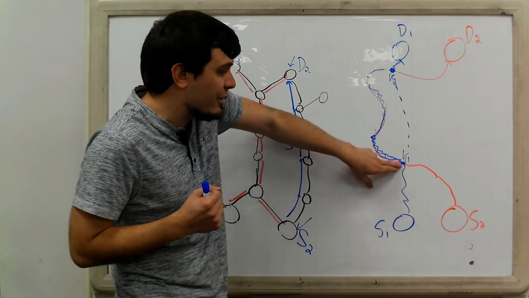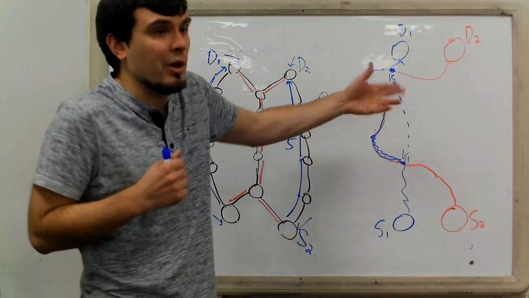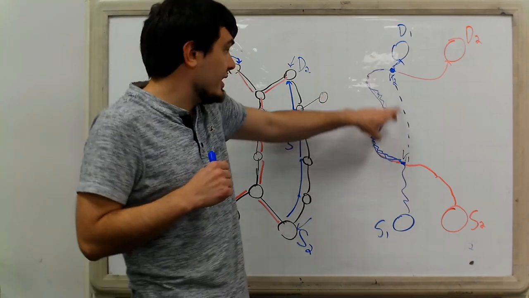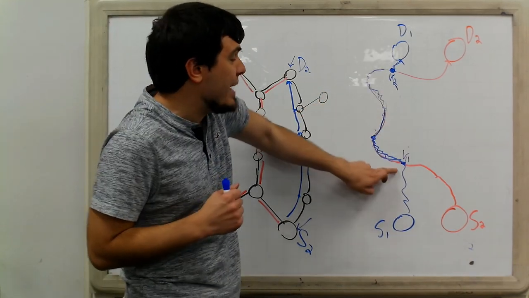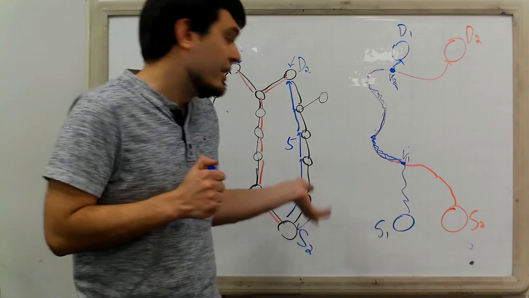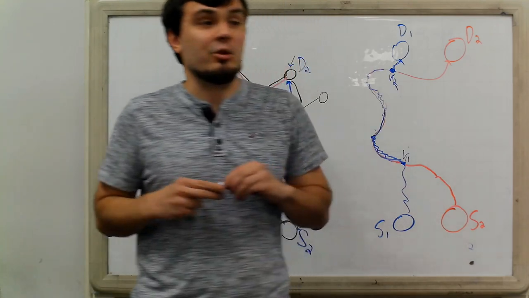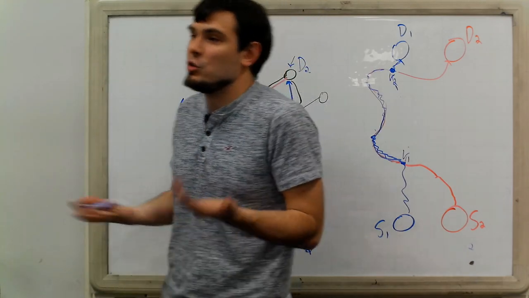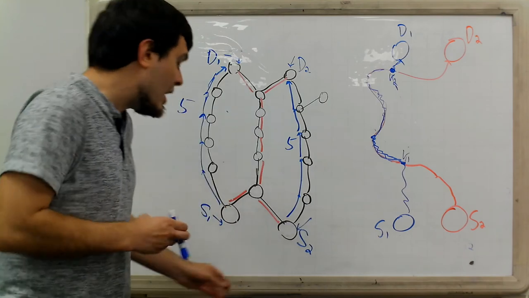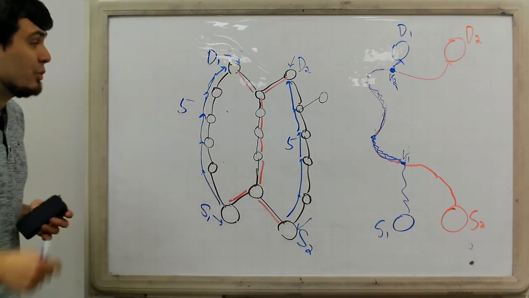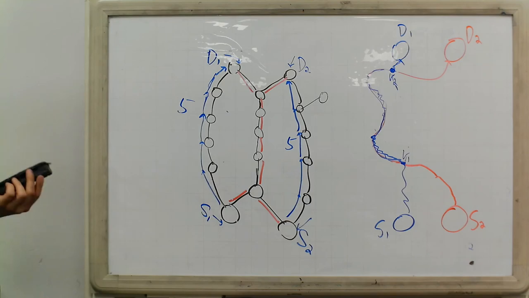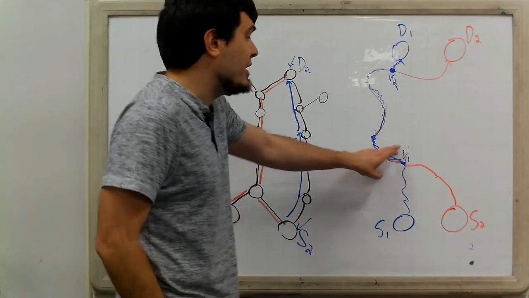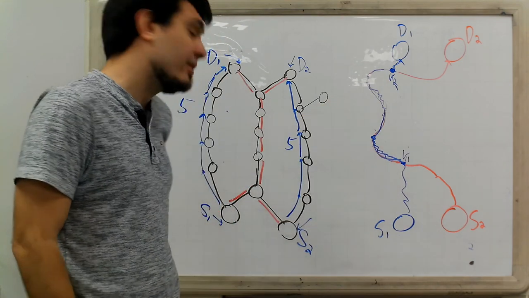But the problem is I don't know what to choose for V1 and V2, right? What are the best V1 and V2 to choose to give myself a path as short as possible? So the simple solution is to try every possibility. So the idea is like this. We're going to try every possible V1 and V2. Every V1 not equal to V2, we're going to try.